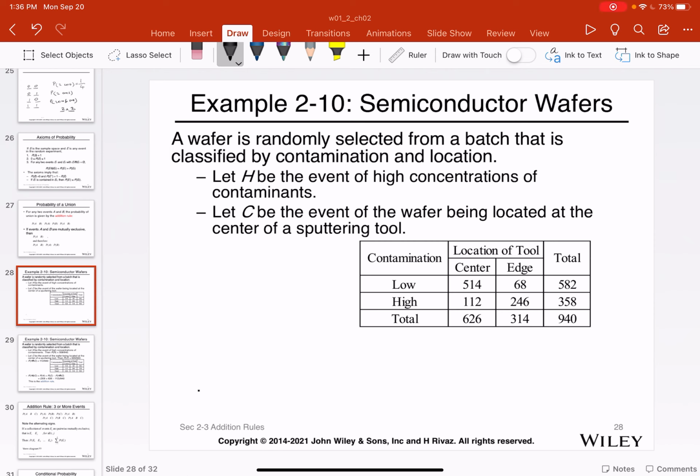A wafer is randomly selected from a batch that's classified by contamination and location, right? So I have basically two classifications. One of them is called contamination. The other one is called location. And H is the event of high concentration of contamination. So, for example, the probability of H, probability of high concentration of contamination, I have to look at this row. All of my wafers that have high contamination are 358. So probability of H is going to be 358 divided by 940.